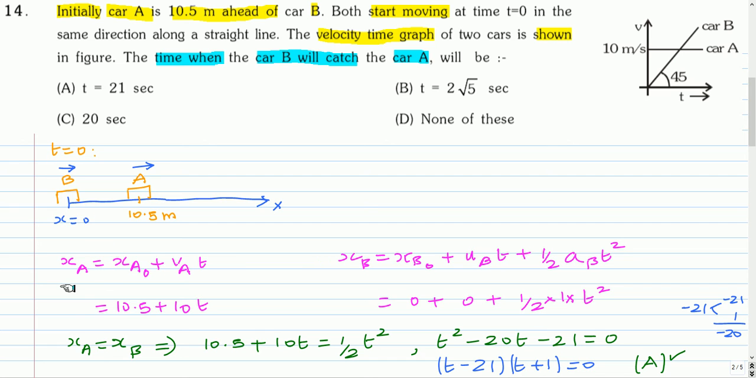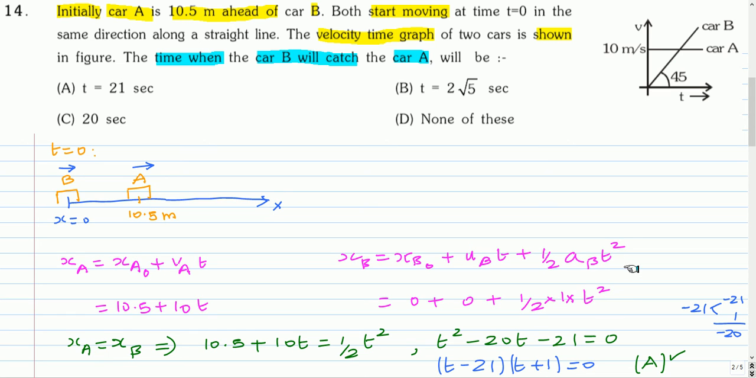So using the equation of motion x equal to x0 plus velocity into time, this is for an object moving with a constant speed. Car A is moving with a constant speed, and xa0 is 10.5 meters and the speed is 10 meters per second. So it is 10.5 plus 10 into t. The displacement of car B is x0 plus ut plus half at square. x0 is 0 because we are choosing the origin of the x-axis at the location of B at time t equal to 0, and the initial velocity of B is 0, so we just have half at square.